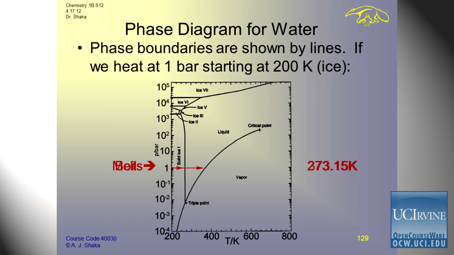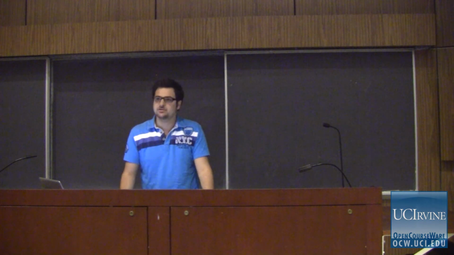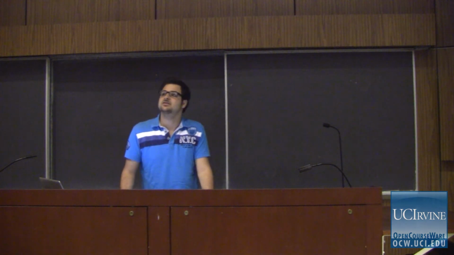What about the critical point? You notice at the critical point that the line kind of disappears. The liquid and the vapor phase are rather indistinguishable. So you kind of have, I wouldn't want to say a mixture, but you can't say if the substance is a gas or a liquid.